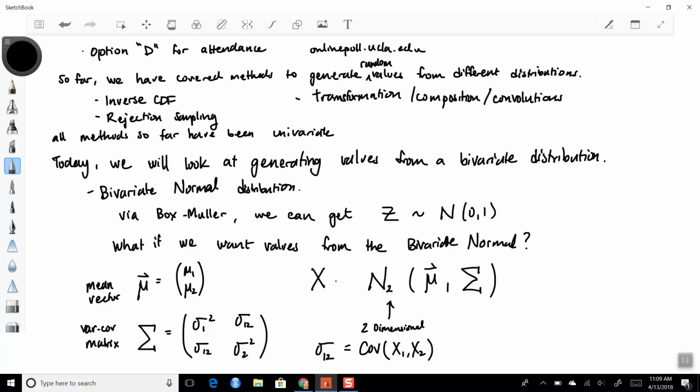So if I say this will be the expected value of x1 minus mu1 times x2 minus mu2. So that's just the definition of the covariance of these. How this will work, okay?